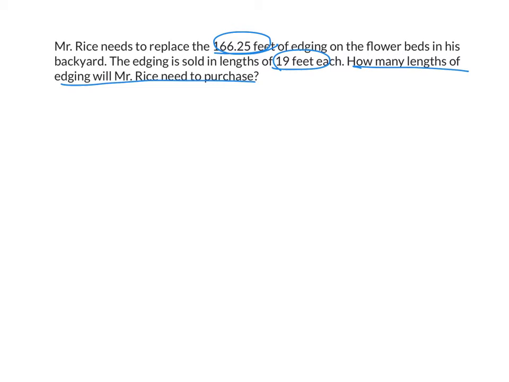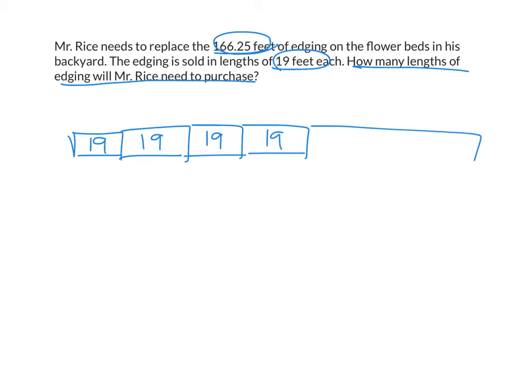So again, this is a grouping problem because we're trying to find out, okay, if he buys one length, it's 19 feet. If he buys another one, it's 19 feet. Another one is 19 feet. We know exactly how many feet are in each group. What we don't know is how many groups of 19 he needs to buy before he can get 166.25 feet altogether.